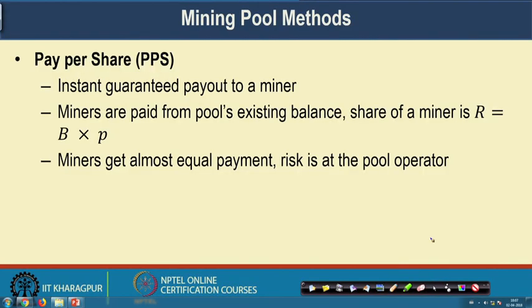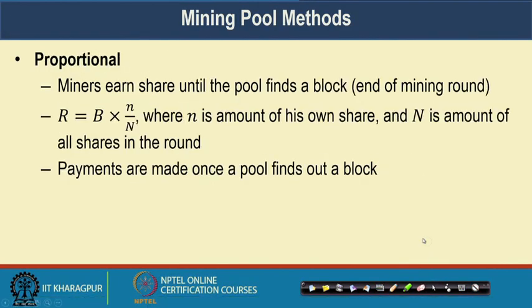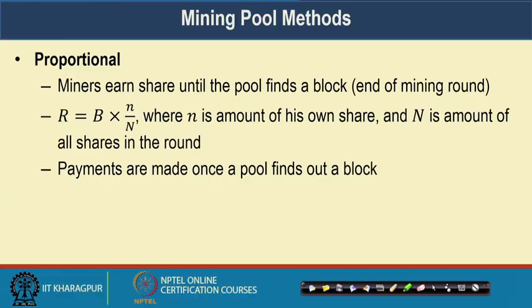Then there are methods like proportional share. In the case of proportional share, the miners earn shares until the pool finds a block. So, at every mining round, whenever the pool finds a block, you find out what the total share of the individual miners is. By share, we mean the near optimal solution that the miners are able to find.